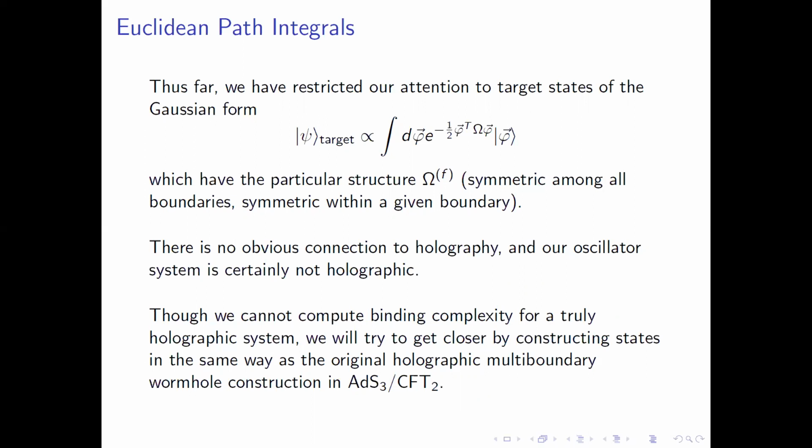So there's actually no obvious connection to holography of these states, and the oscillator system we have is definitely not holographic, at least not at finite n. So unfortunately, we cannot compute binding complexity for a truly holographic system, although it would be very interesting to do so. We'll try to get a little bit closer to states that we want by mimicking the construction procedure from AdS3/CFT2. So the original holographic multiboundary wormholes were constructed in AdS3, and they had a particular procedure to construct those. And as you might have guessed from the title of this section, they used Euclidean path integrals.